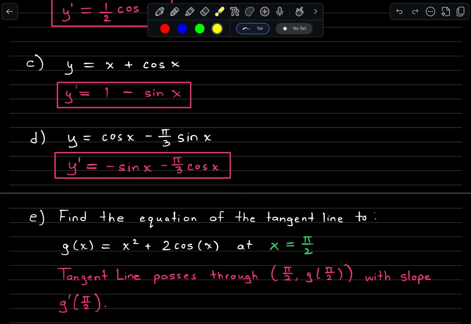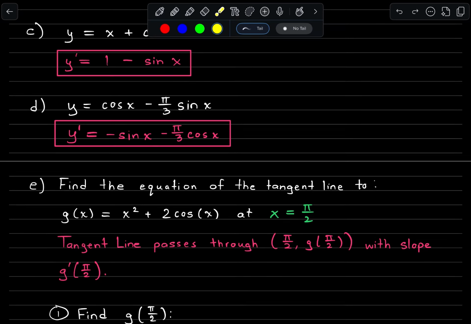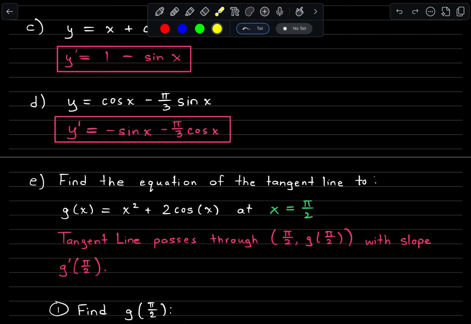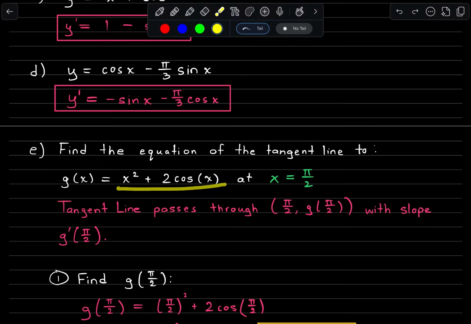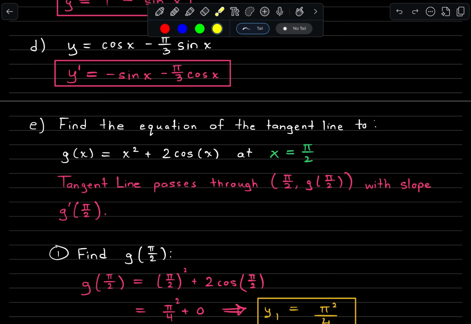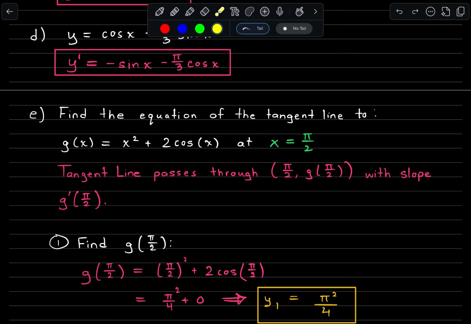Okay, so just a review of what we've done so far. Now let's put it all together. So first off, let's find g of pi over 2. We're just plugging it straight into our original function. So we get pi over 2 squared plus 2 cosine pi over 2. We simplify that, we get pi squared over 4. Cosine of pi over 2 is 0. So this entire thing just reduces to pi squared over 4. This is the y coordinate, the y point, that goes with the x value of pi over 2.